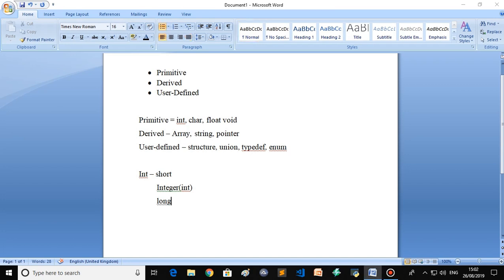Like int can be classified into short integer, by which you can define int, and long. Basically, short is used for integer, and long is used to assign a larger number of values, like more than 10 digits. I will tell you the specific range of long. Long usually supports four types of data types.